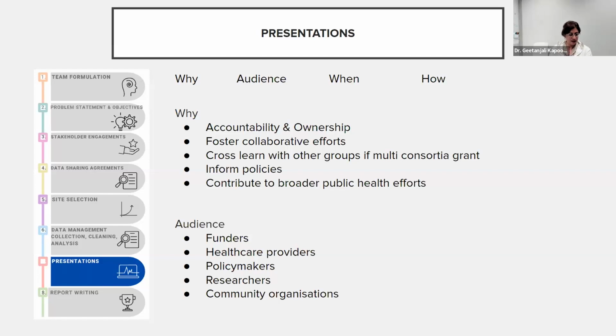It also helps us in facilitating direct conversations with these key stakeholders, helps us to contextualize whatever has happened so far, even if they're not the final results, the prior results, and also helps in fostering further collaborations in the future. And then many times on these fora where you are doing your presentations, you can also have a lot of cross-learning. For example, if it happened to be a multi-consortia grant, one grant, and they've selected different groups across different parts of the globe, maybe you have somebody from Asia, Africa, Europe, US.